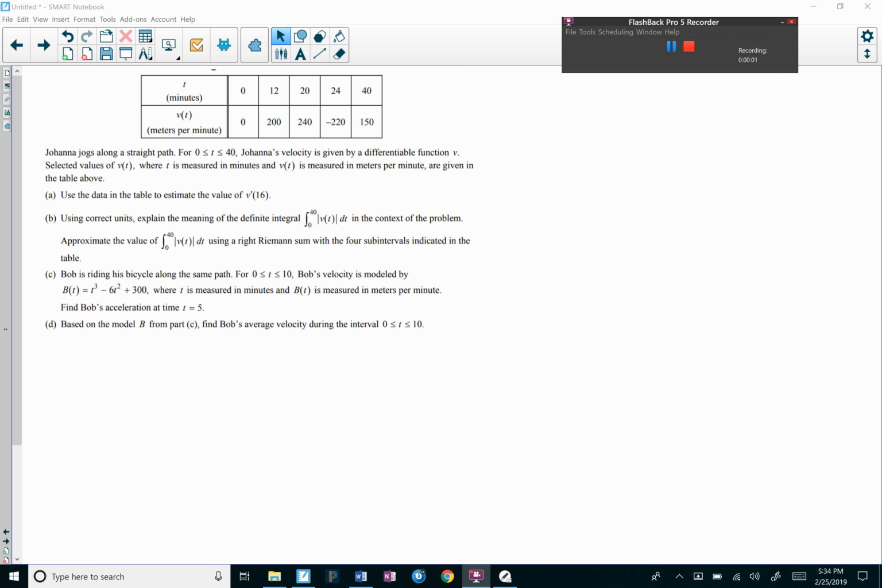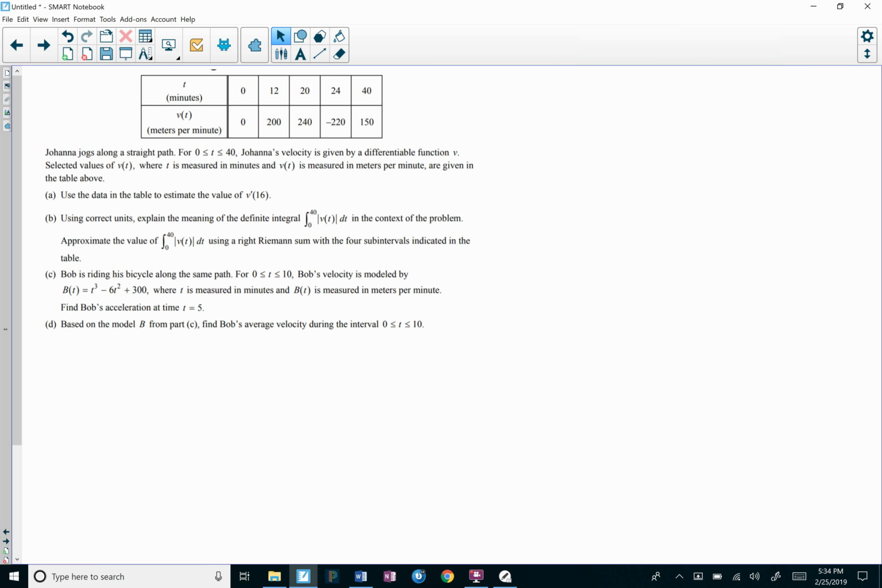Okay, at this point, I assume that you have read the problem and worked it on your own. Let's go over the answers. Okay, part A, this is one that people take too far at first. It says estimate V prime. Now that simply means slope. So a lot of people go ahead and do the whole tangent line, but that is not what it's asking, and you will miss points.